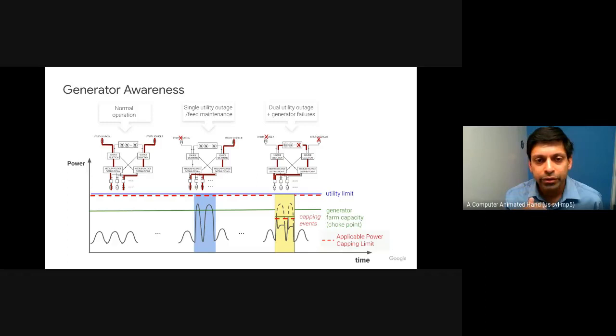While on generator, we also monitor available generators and dynamically adjust capping thresholds to also account for generator failures. This ability to manage the active state of the choke point is instrumental in enabling higher OSRs compared to conventional PDU-based architectures. And we'll show the impact of this feature in the coming slides. I will now hand over to Vasileios, who will walk through our software innovations and also walk through some of our key results.